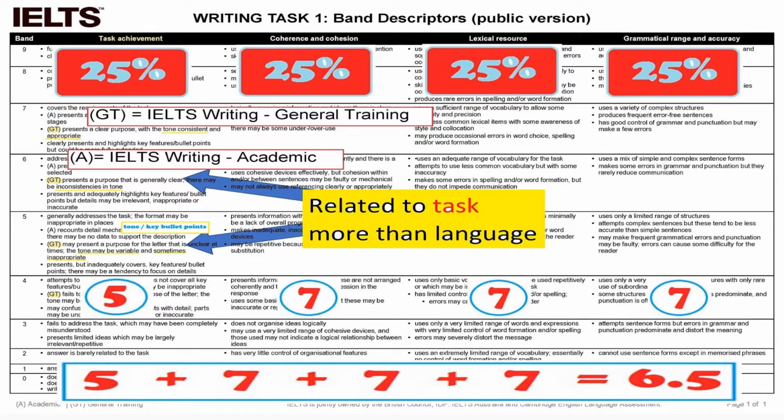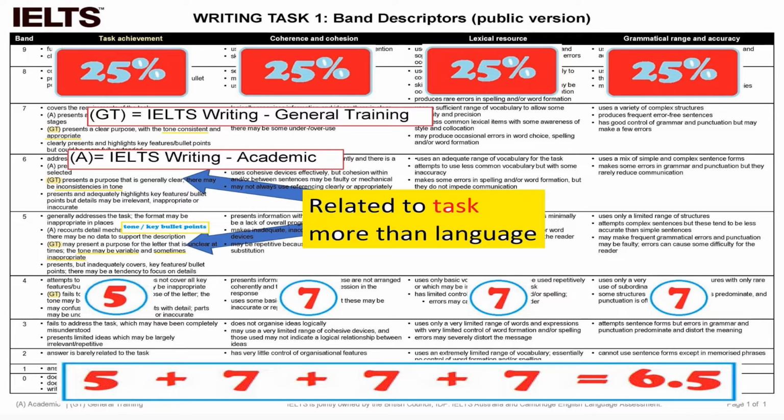In this unit, we are of course focusing on those items of the public band descriptors that refer specifically to GT, General Training. If an item on the band descriptors has neither a GT nor an A in front of it, that means the item is relevant to both the General Training and the Academic tests. You'll also note that there are 4 categories of scoring and that each of them accounts for 25% of your total Task 1 writing band score.